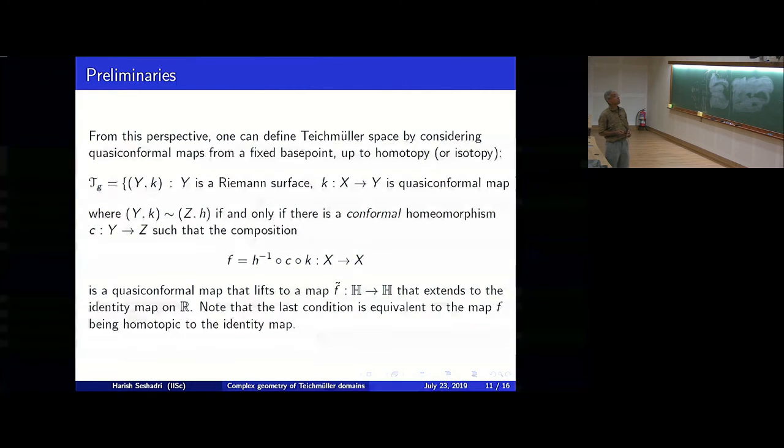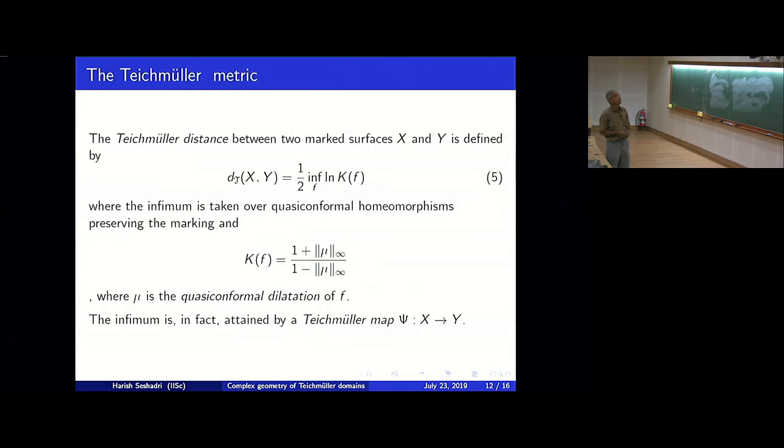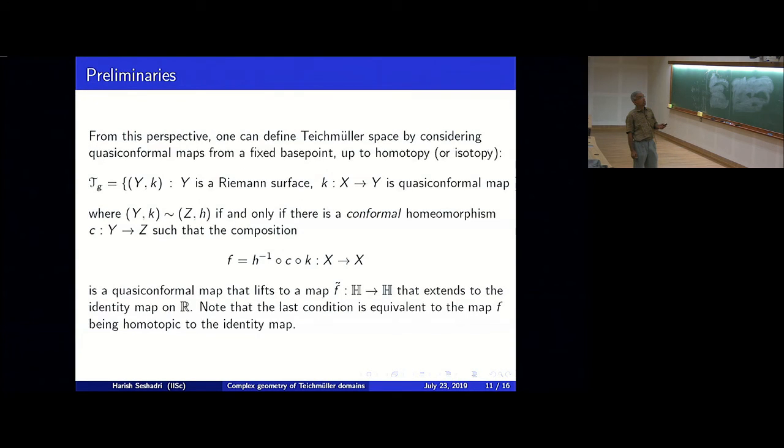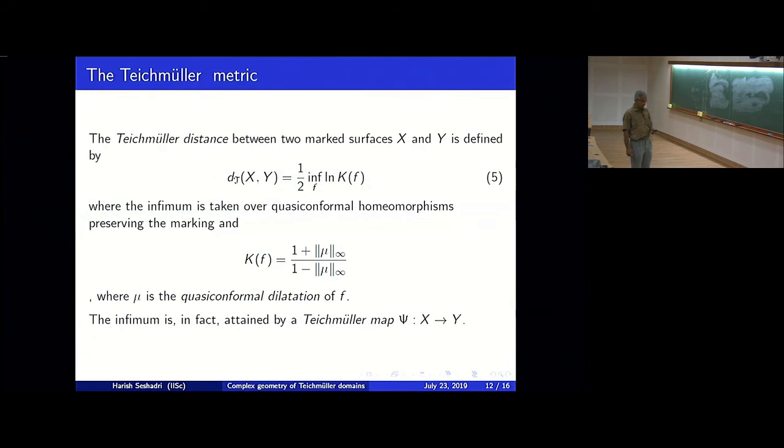First, I still haven't put any topology on this, by the way. It's just a set. This T_g is just a set of all such pairs with some equivalence relation. Let alone a complex structure, I haven't even put any topology or a manifold structure. But fortunately, there's a nice notion of distance. The Teichmuller distance between two marked surfaces, X and Y, is defined as can be expected.